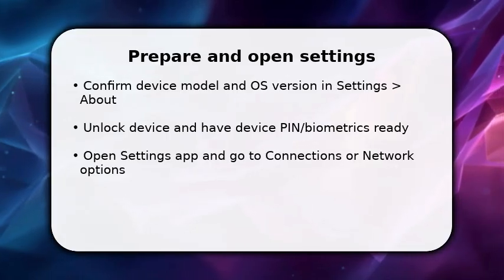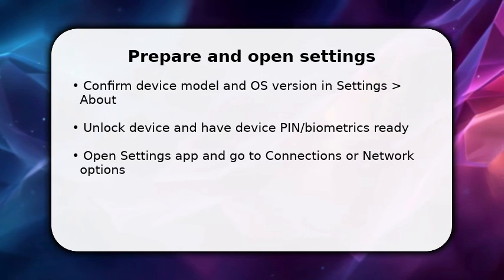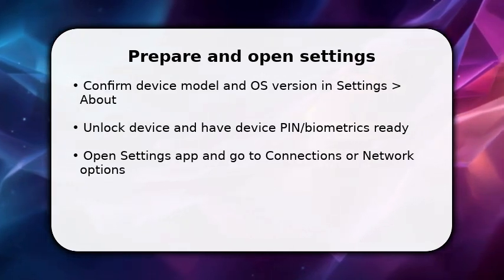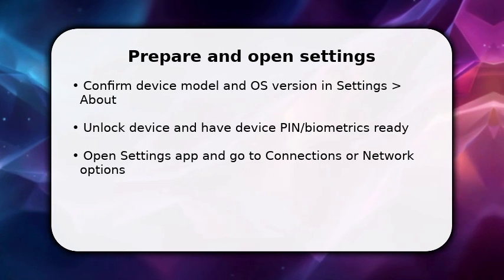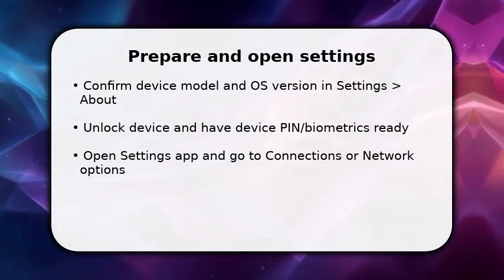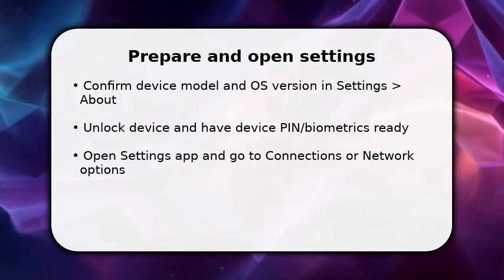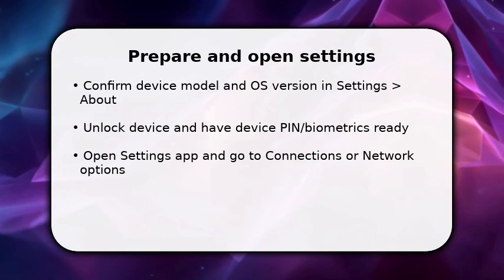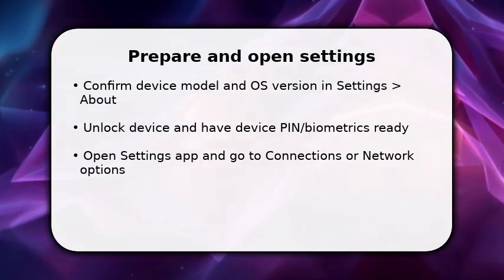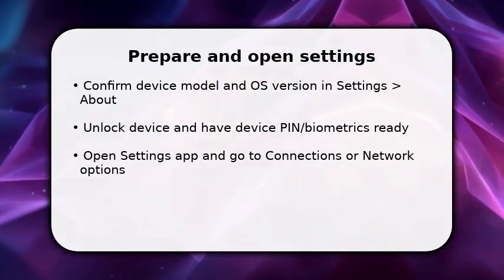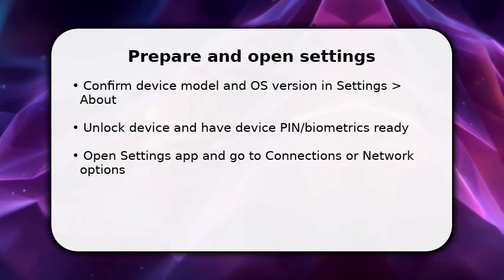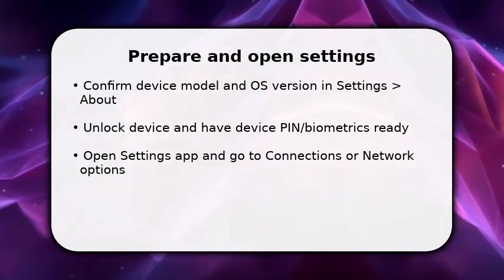You will start by verifying prerequisites. Make sure your phone model and OS are known, and have your PIN or biometrics ready to make changes. Once ready, open the Settings app and navigate directly to Connections or Network Settings. This is where Hotspot/tethering controls live. You're doing this now to avoid interruptions later, because lock screen behavior is tied to system toggles.